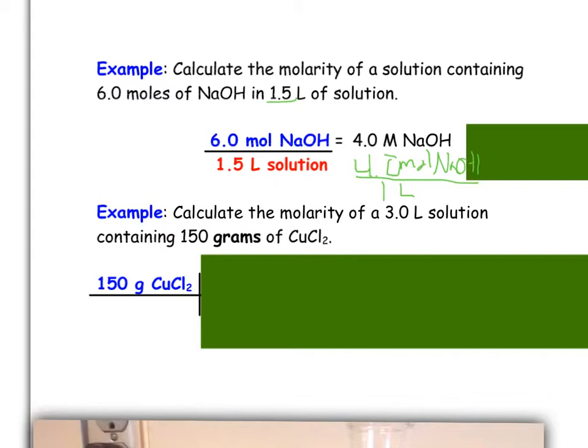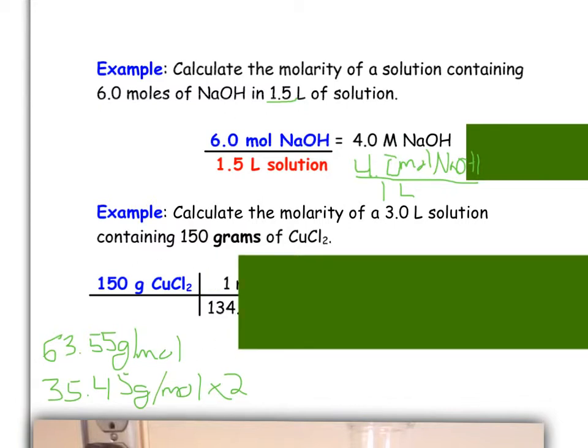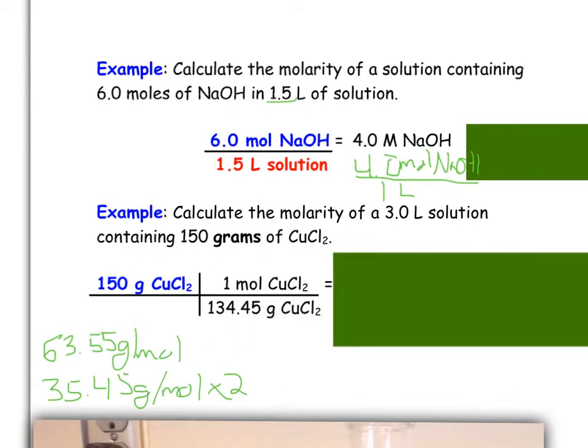So here we have 150 grams of copper chloride, and to convert that into moles we need to think back to last unit where we looked at our periodic table. We're basically just converting from grams of A to moles of A, and to find that we see that copper has a molar mass of 63.55 grams per mole, and chlorine has a molar mass of 35.45 grams per mole. And realistically we also have 2 chlorines in there, and you will see that we get a molar mass of 134.45 grams of copper chloride per 1 mole.